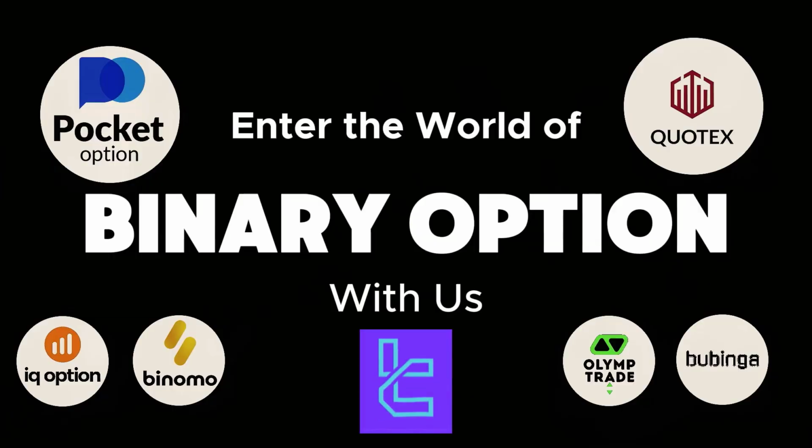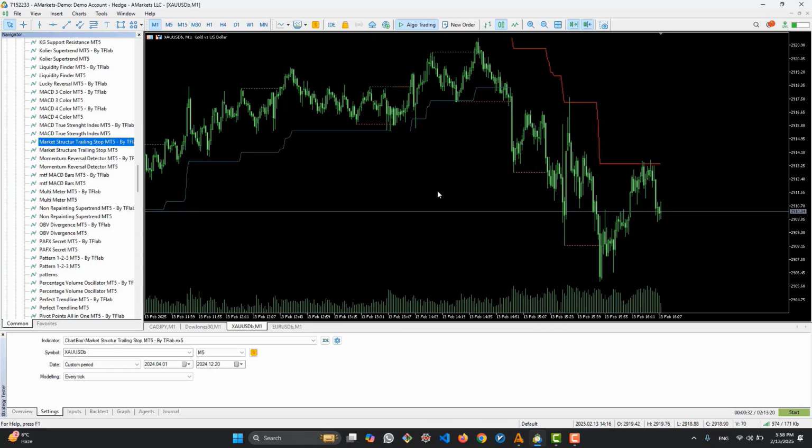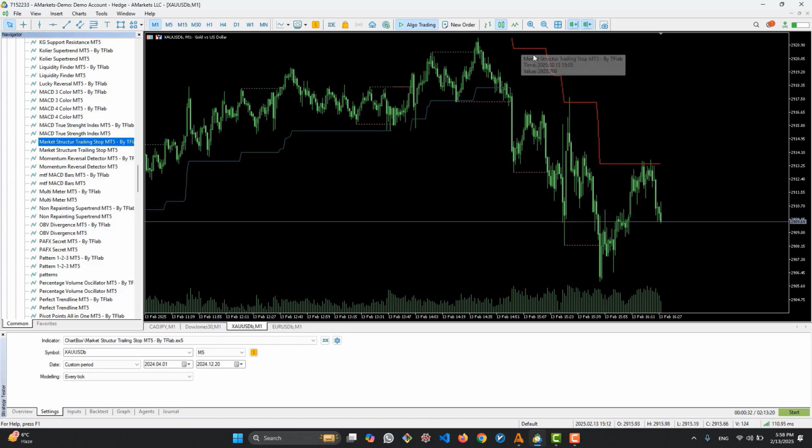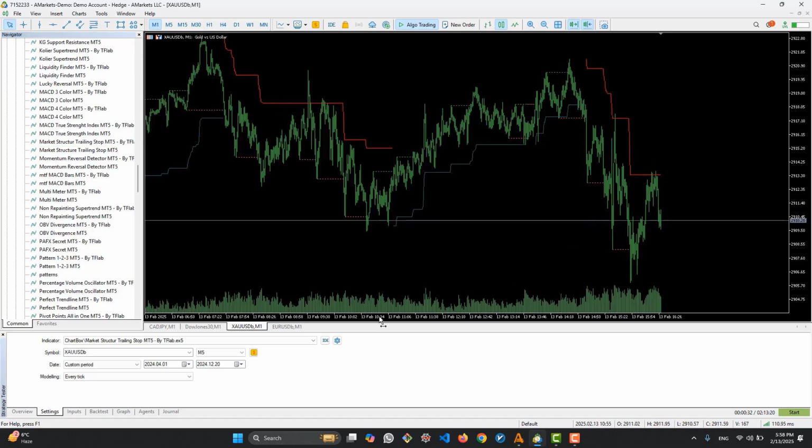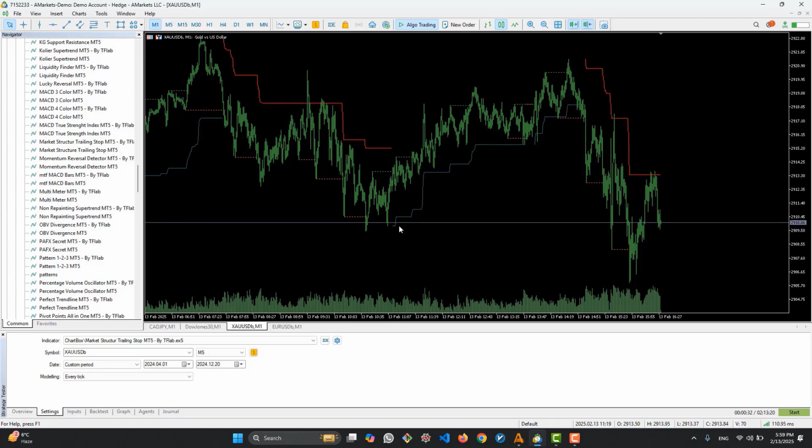This indicator provides us with a trailing stop for buy and sell trades in such a way that when we see the red line above the chart, it indicates the stop loss for sell trades, which is gradually decreasing and trailing. And from the moment we see the green line below the candles, it indicates the stop loss for buy trades, which is also increasing and trailing.